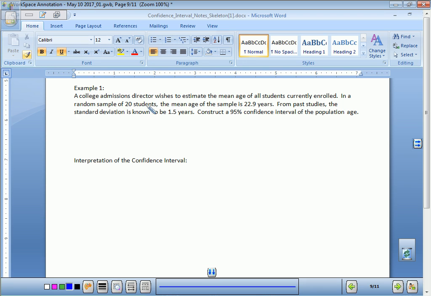Example 1. A college admissions director wants to estimate the mean age of all students currently enrolled. In a random sample, well that's good, it's a random sample, that's one of our ideal sampling methods, of 20 students, well that's not as good, we want it to be at least 30. The mean age of the sample is 22.9 years. From past studies, the standard deviation is 1.5 years. Construct a 95% confidence interval of the population age.